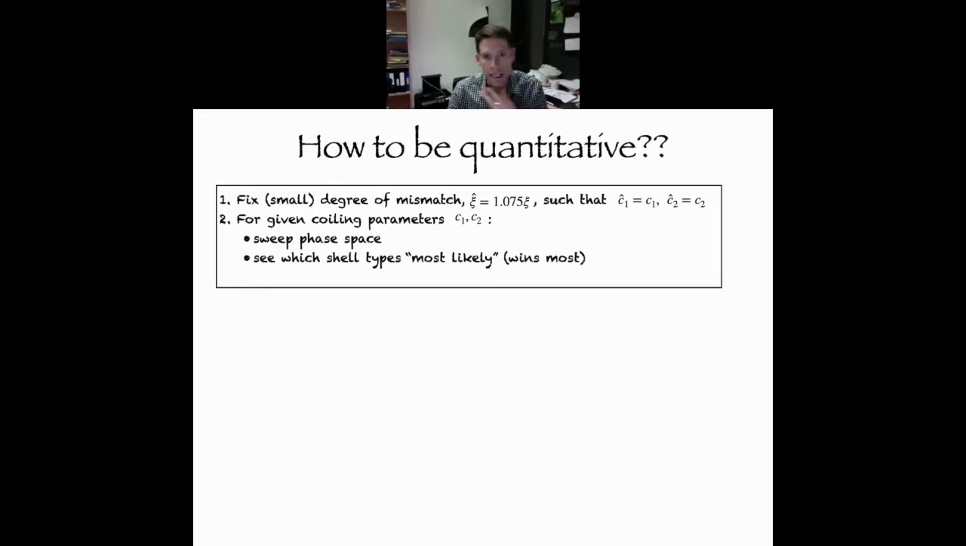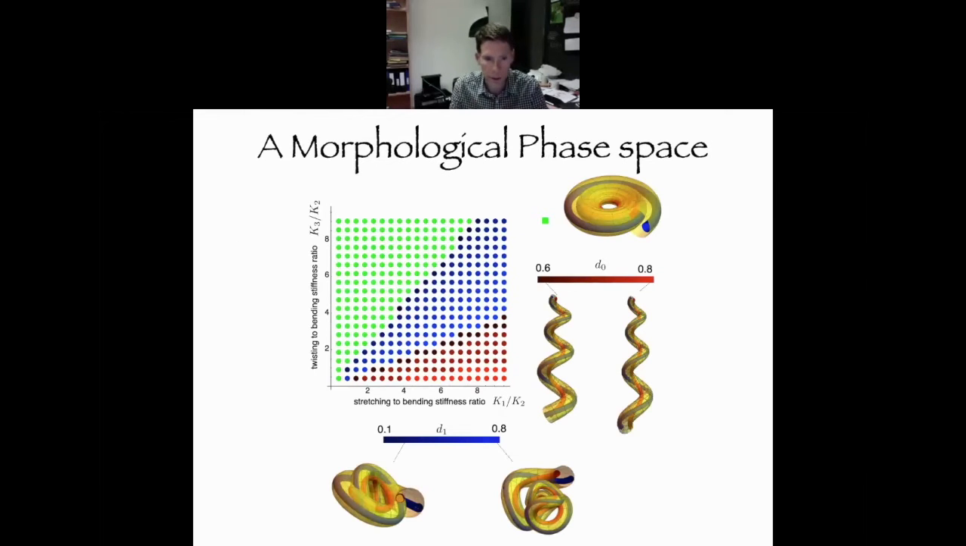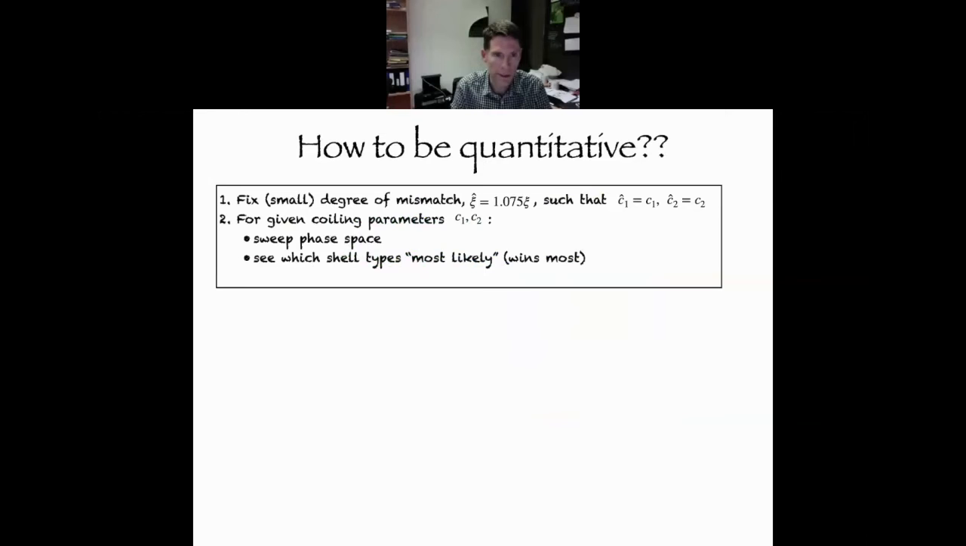And then I still don't know much about the mechanical parameters, but as I change my coiling parameters, I can sweep through this parameter space of the mechanics. In other words, create an entire diagram like this, and just count how many greens, how many blues, how many reds there were. And then I'll assign to those coiling parameters whichever bin got the most. So if most of the bins were green, then I'll say that green is most likely for those choice of parameters.